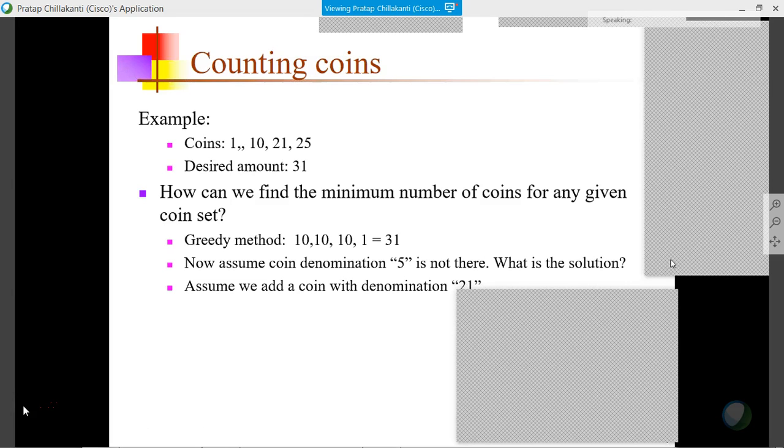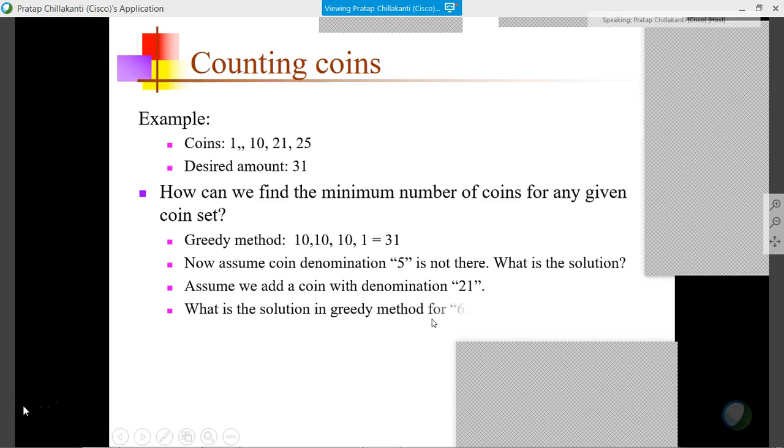Different scenarios. Similarly, if you assume a coin denomination is not there, what is the solution? If you add a coin with denomination 21, what is the solution? So different permutations and combinations, under different starting conditions. Look what happens. The greedy solution for 63: if we add a denomination 21, then obviously 21, 21, 21 is 63.